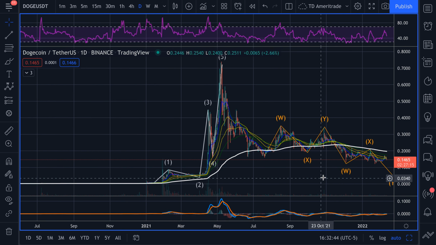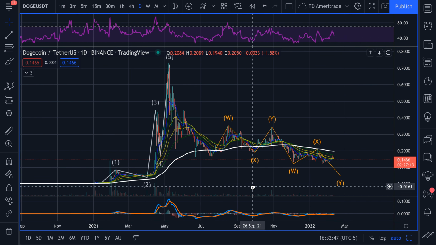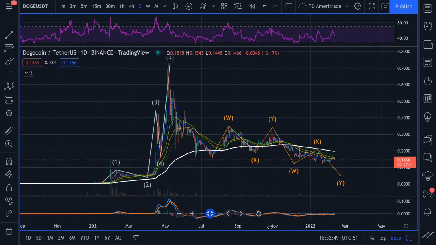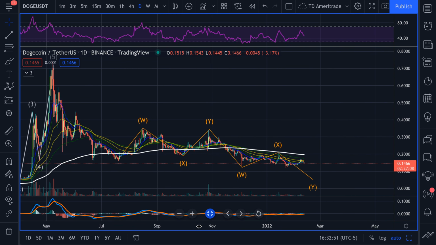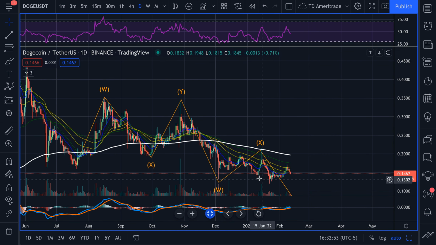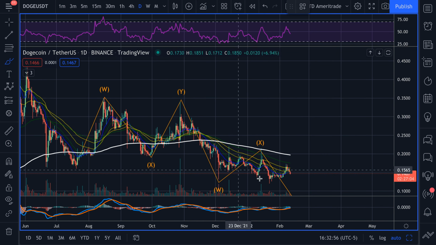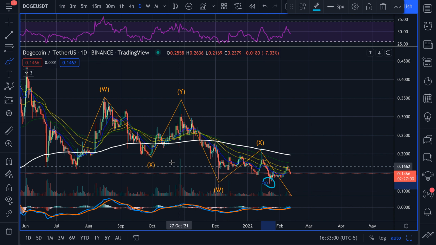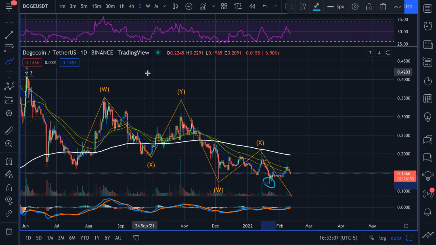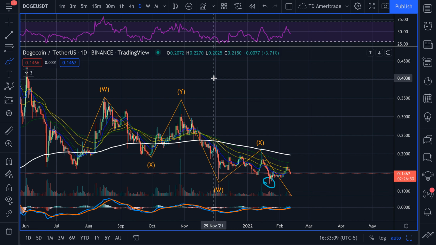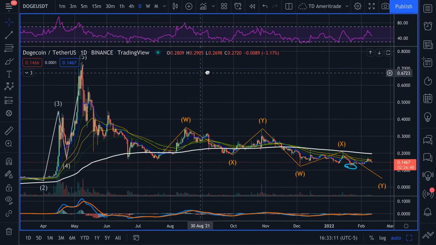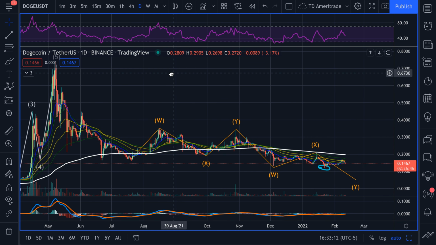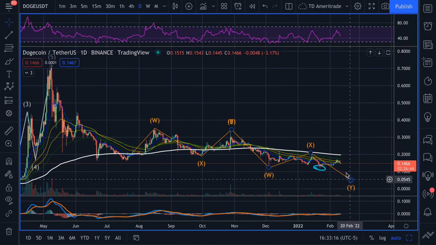But it's possible. I'm not saying I want that to happen. Is it possible that this was the bottom? I don't think so. It's possible, but it doesn't look right to me. And I've been pretty accurate with Doge, so I'm really expecting another wave down.